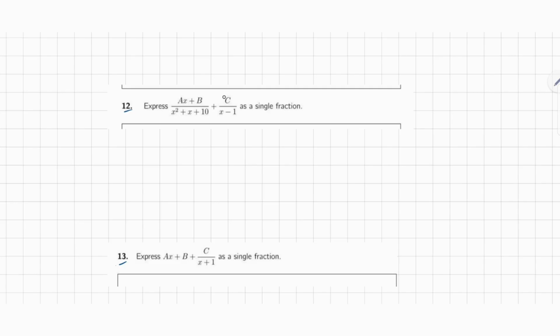For the next question, we have to express this as a single fraction. We can see there aren't any common factors in the denominator, so we just do cross multiplication to make a common denominator. So it can be written as follows. And this is how we express the following expression in a single fraction.